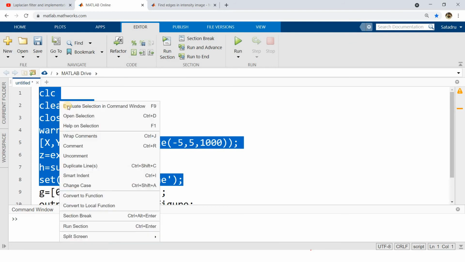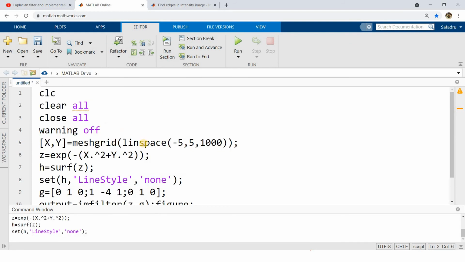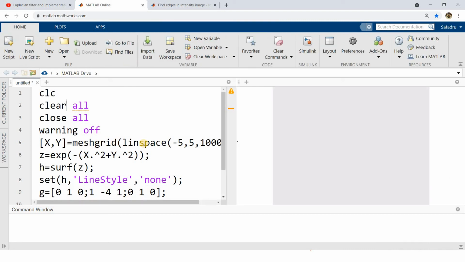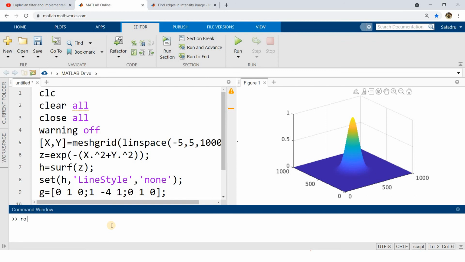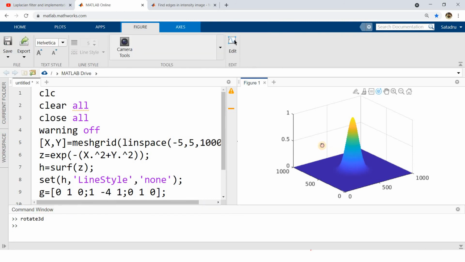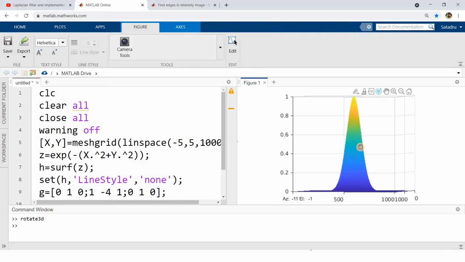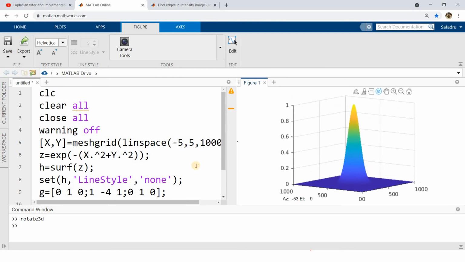So this is nothing but what? This is going to give us our popular Gaussian kernel, which is basically used for low pass filtering. That looks like this. You can apply rotate 3D here. If we just simply hit enter, we can apply rotation, move around, and check. So this is our Gaussian filter.